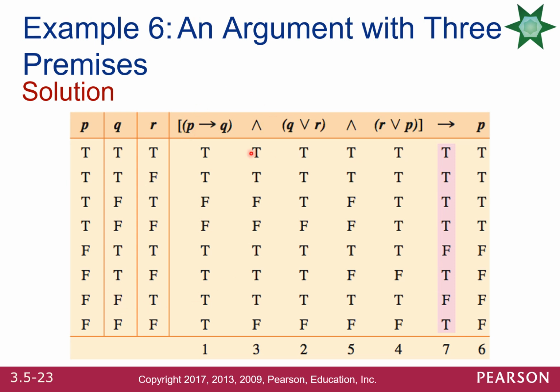And then over here on the right hand side we have the entire symbolic argument put in columns, right? So we have the nested conditional, if P then Q, followed by the conjunction with Q or R, and then another conjunction with R or P, and then the outer if condition, which results in a P, the conclusion.